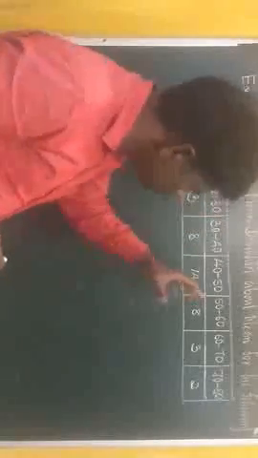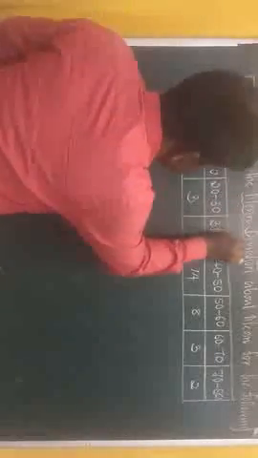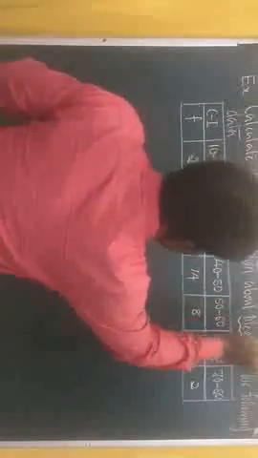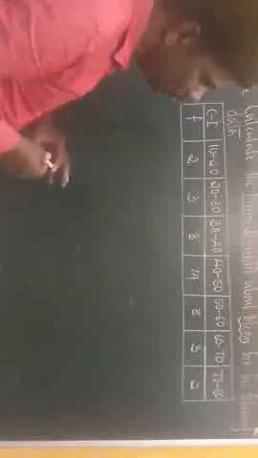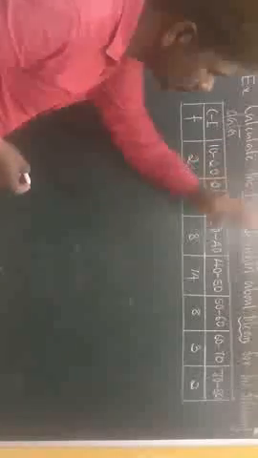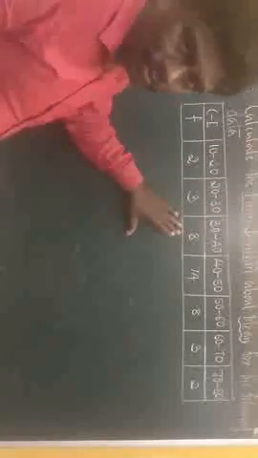Now for this kind of problem, we are going to find the mean deviation about mean. So just go through the problem. I'm going to rub this and form a table for finding the mean deviation about mean for this problem.